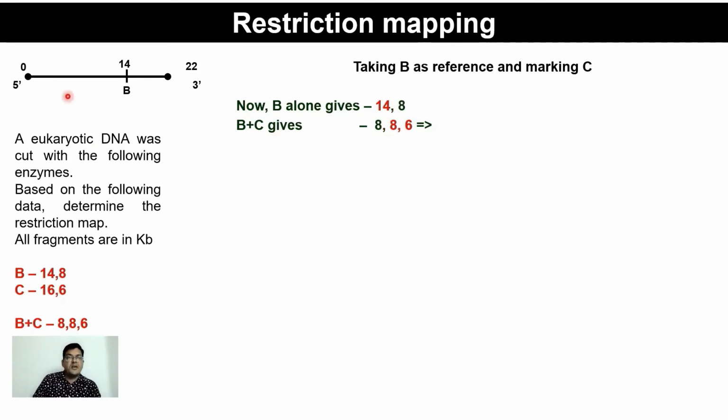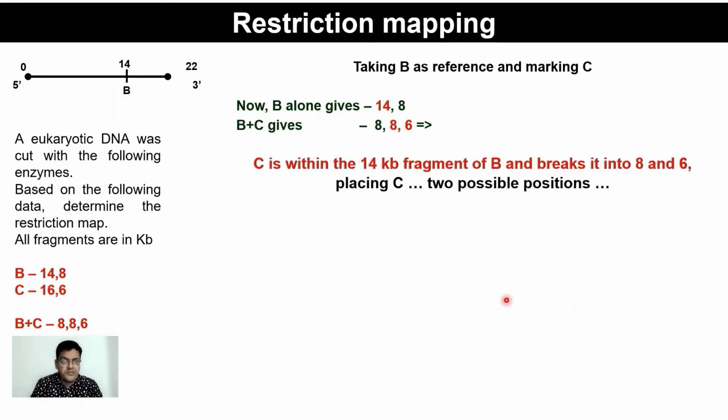So you know that now the position of C is within this fragment and C is not in the other fragment, which is the 8 kb fragment of B. So the position of C is fixed within the 14 kb fragment of B. Right? So C is within the 14 kb fragment of B and breaks into 8 and 6 kb fragments. So there are two possible positions at which C can be placed on the 14 kb fragment of B. Either the 8 kb fragment comes first or the 6 kb fragment comes first.